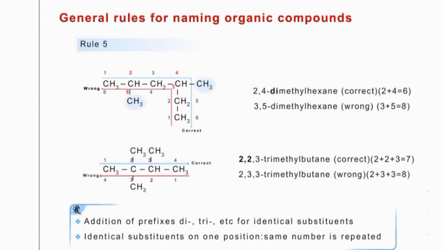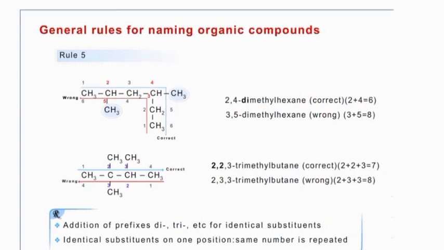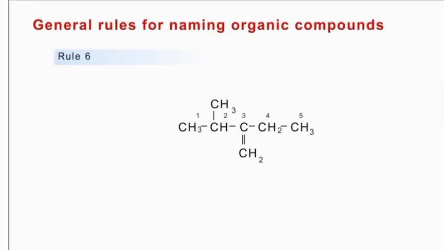So you have got 2 morals from this slide. One is, you can add prefixes like di, tri, etc. for identical substituents. The second is, if the identical substituents come on the same carbon atom, then you have to put the same number. That is the second moral you have learned from this slide. Hope you are getting all these points.